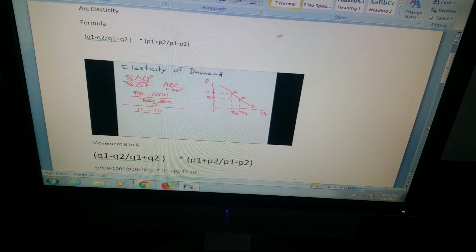In the numerator, we start with Q1. In the denominator, we start with Q1. So we are always starting with the first quantities. But in the quantity bit, we subtract Q2 from Q1, and in the denominator, we add Q1 to Q2. That's the reverse of what we do with the price. In the price, P1 is added to P2, and P2 is then subtracted from P1 in the denominator. Please learn this formula. This will stand you in good stead. I have given it 2-3 times, and you need to practice it only once or twice.